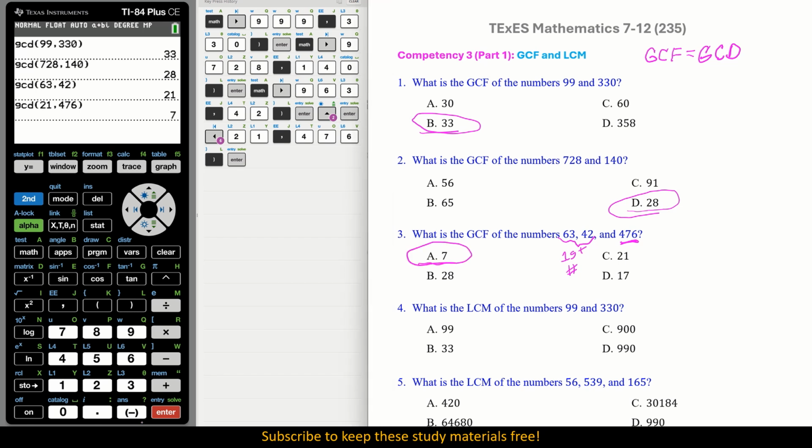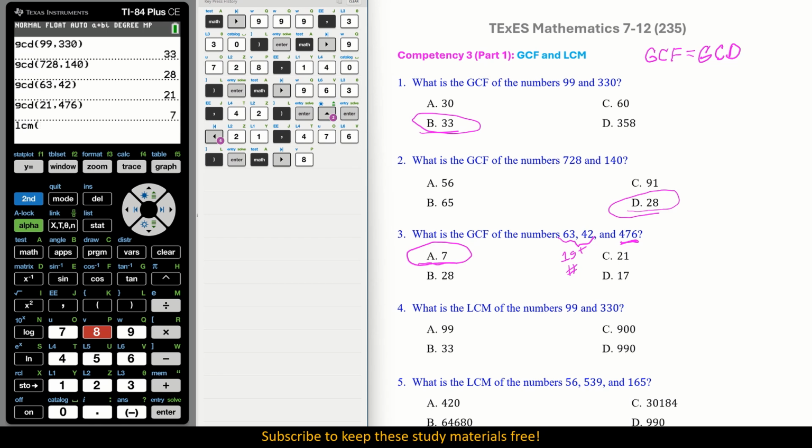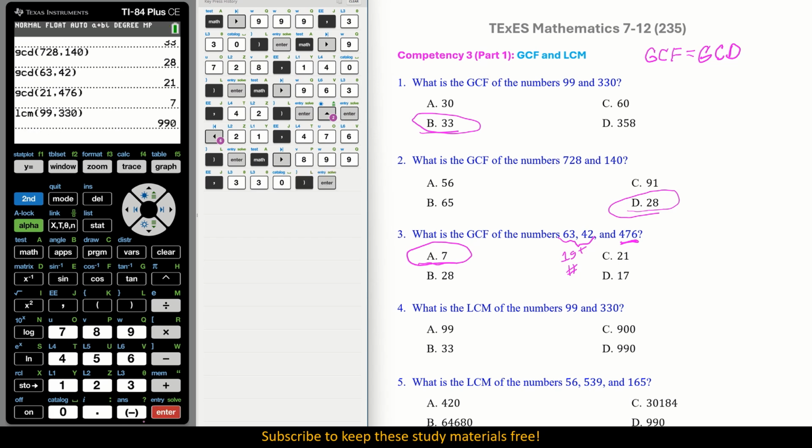All right, now we need to do the LCM. Well, we go to the same place. Math, arrow over, but number 8. And we're doing the same numbers. 99, comma, 330. Okay, 330, and close our parentheses and enter, 990. That is option D. Okay, that makes sense.